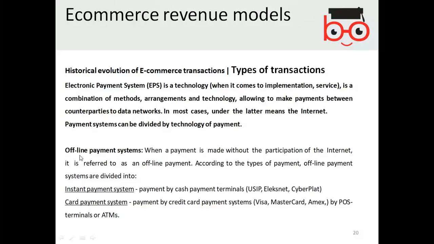The offline payment system: when a payment is made without the participation of the internet, it is referred to as an offline payment. According to the type of payment, offline payment systems are divided into two types. Now we are talking about offline payment, which means we are in a store. The two types are the instant payment system, payment by cash payment terminal, and the card payment system, payment by credit card.